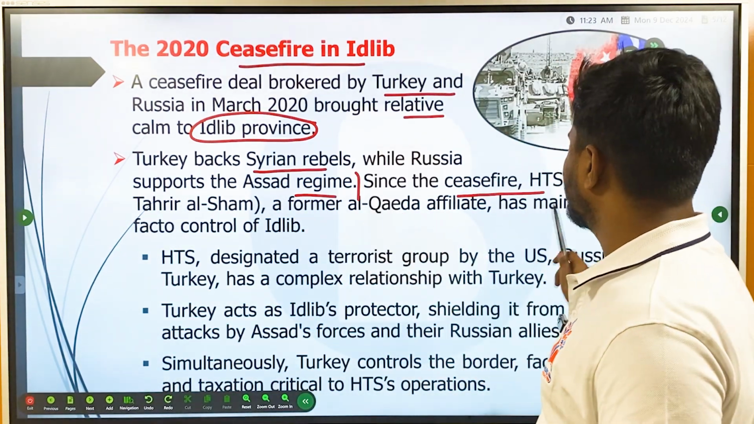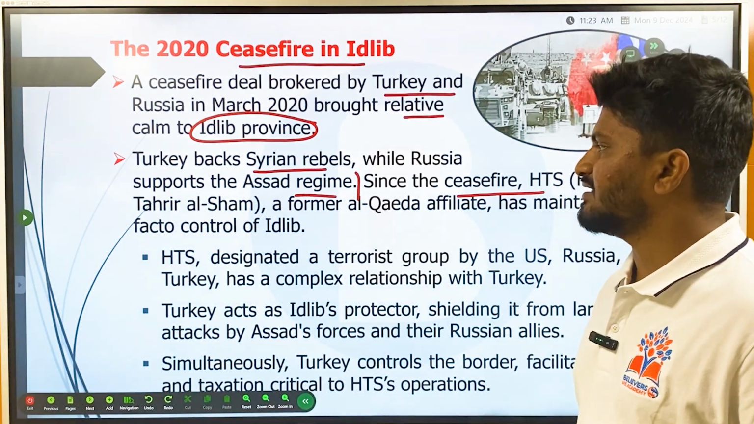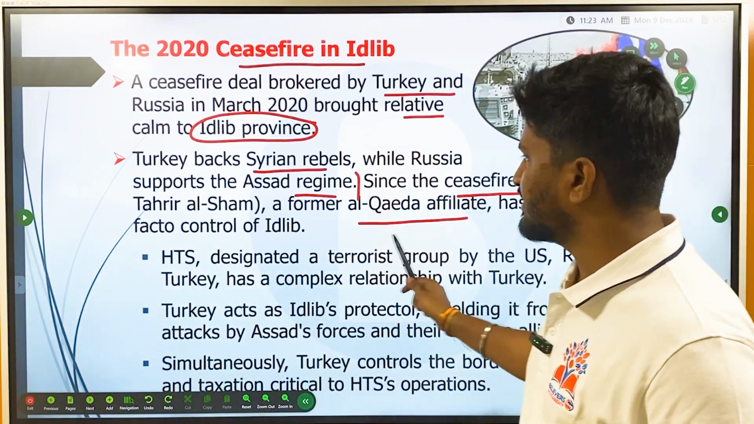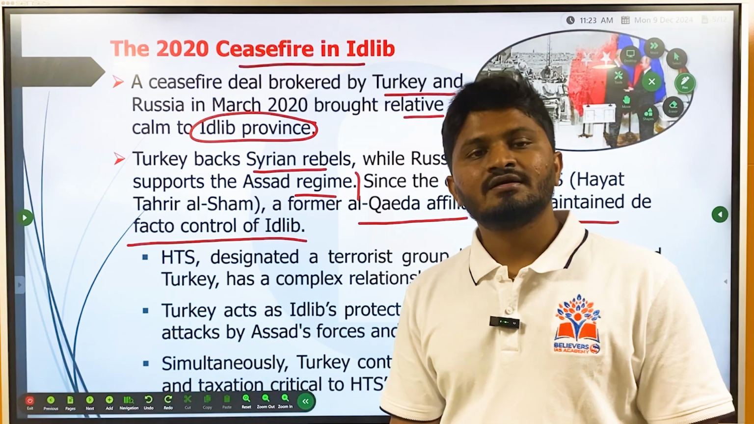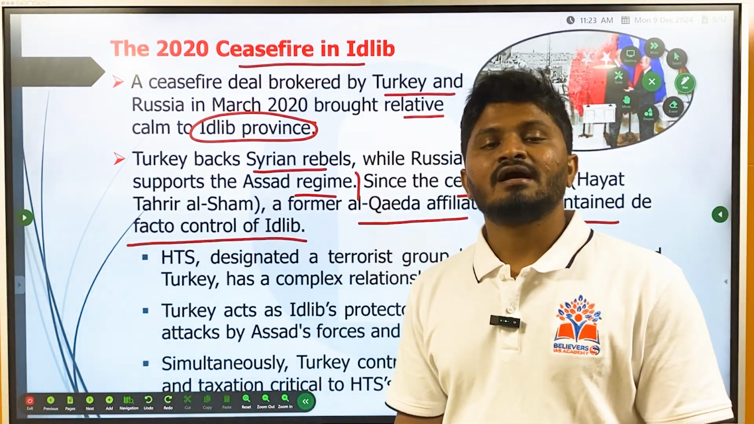Since the ceasefire, HTS, what is HTS? It is Hayat Tahrir al-Sham, a former Al-Qaeda affiliate, which has maintained de facto control of Idlib. Okay, though there was a ceasefire, the Idlib province was not controlled by the government. Instead, it was controlled by an Al-Qaeda affiliate.